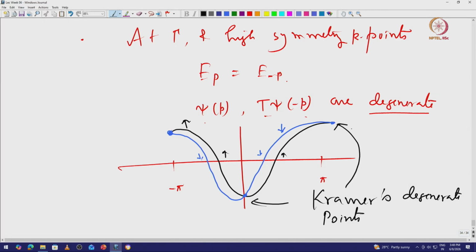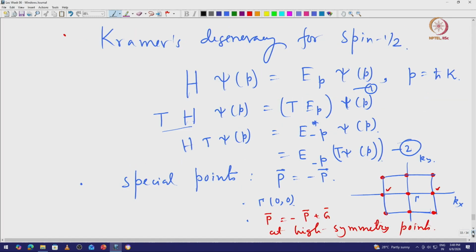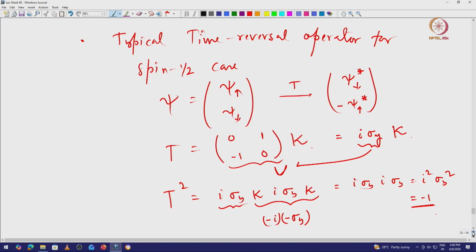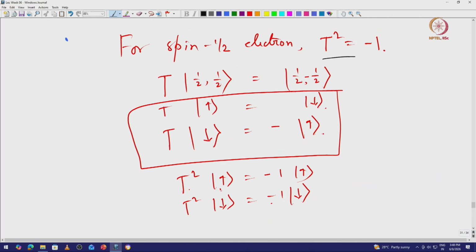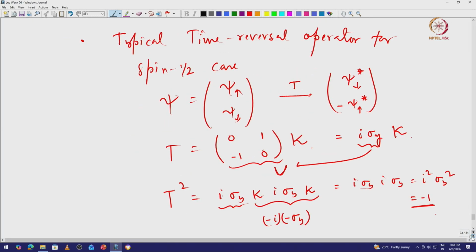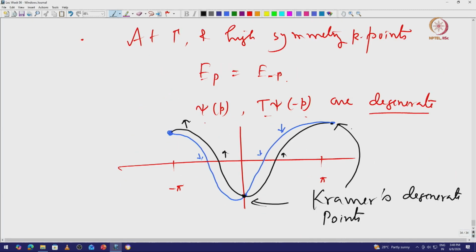So, we understand the symmetries, and now we understand how under symmetry the states will transform under various symmetries, and we also looked into in detail how the spin half especially will transform under time reversal, and the important part is that for spin half T square equal to minus 1, and that gave rise to a degeneracy at all the high symmetry k points, whereas they do not necessarily have to be degenerate at other points.